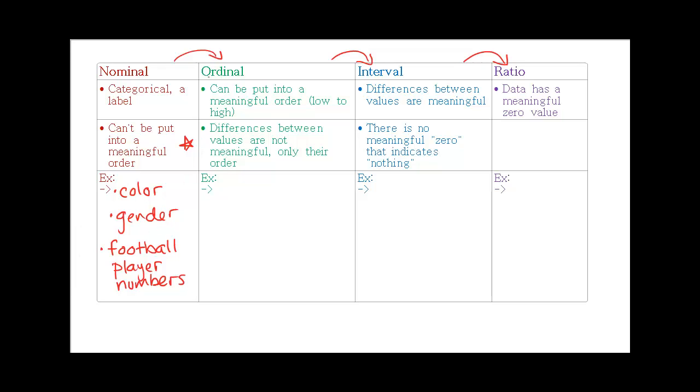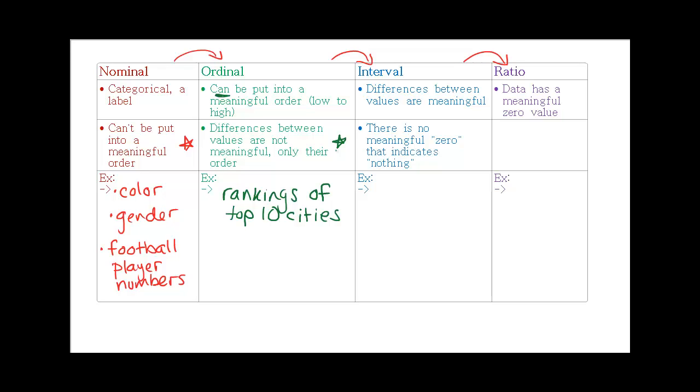Okay, the next possible category for data here is ordinal. So with ordinal data, the data can be put into a meaningful order. So we can put the data in terms of low to high, and that means something. So an example of ordinal data might be rankings of top 10 cities. These are put in order. If there are top 10, you have the first place, second place, third place, etc. But the caveat here is that the differences between the values are not meaningful.